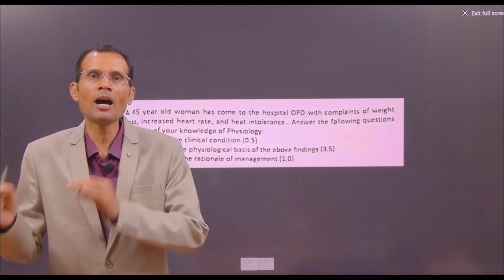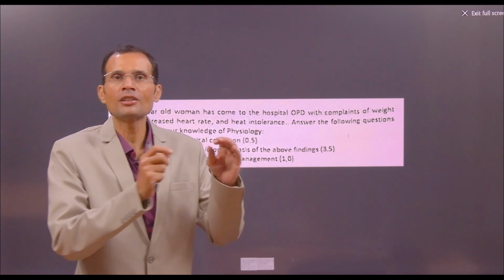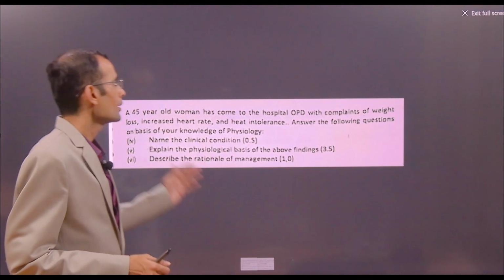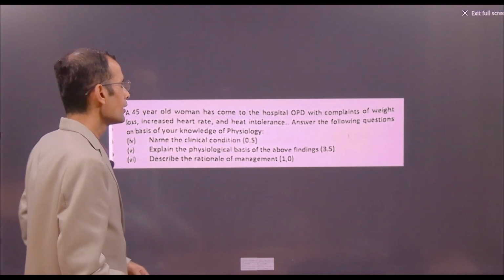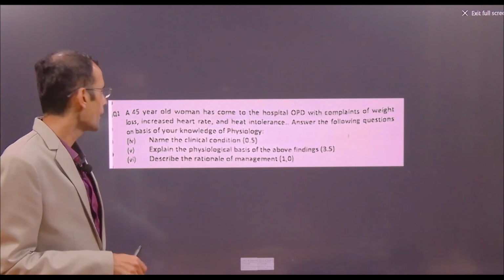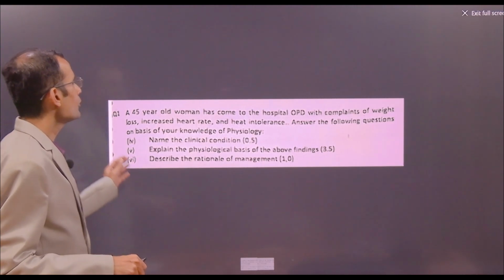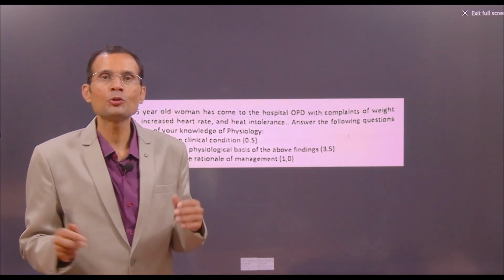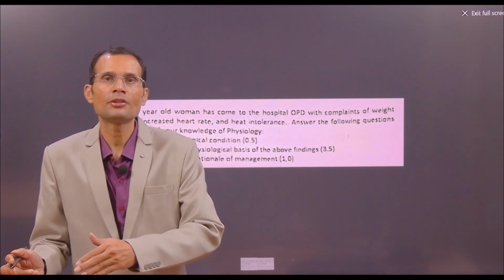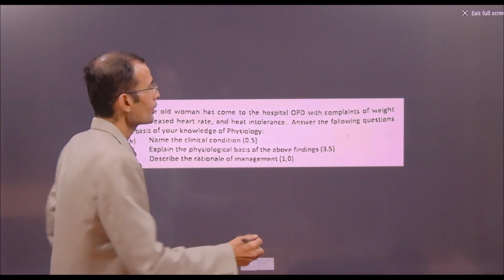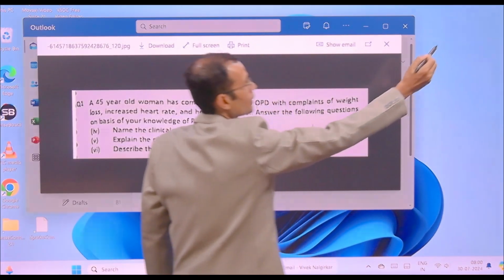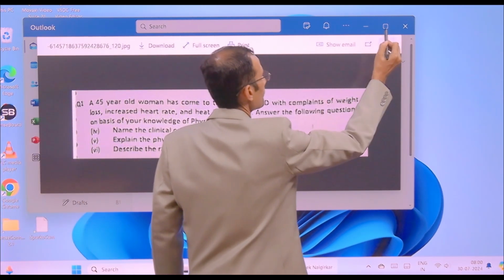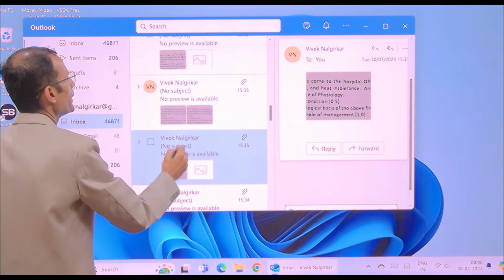Thyroid means BMR. So, BMR increases in hyperthyroidism and therefore heart rate increases. There is increased heat production in the body, therefore heat intolerance. Now it's easy. And give the rationale of management. Well, in the case of hyperthyroidism, you will give anti-thyroid drugs. So rationale will be, they will decrease the effect of the excess thyroid. Okay, next.